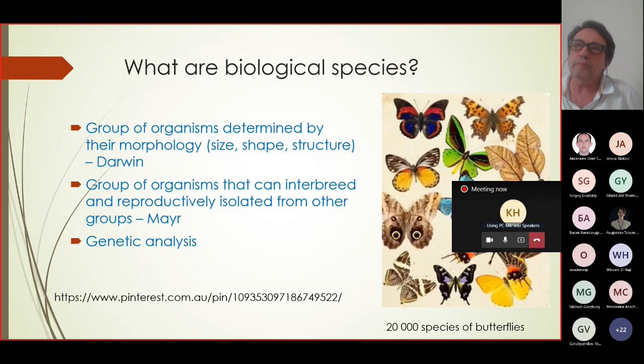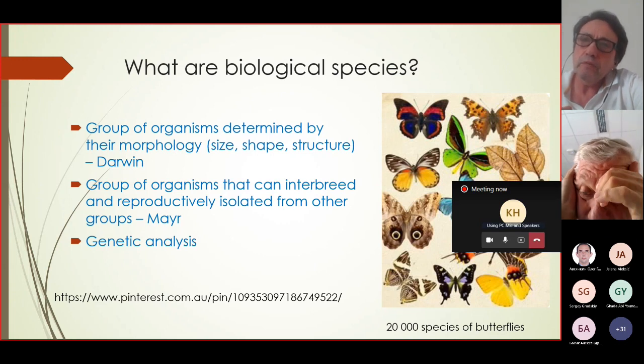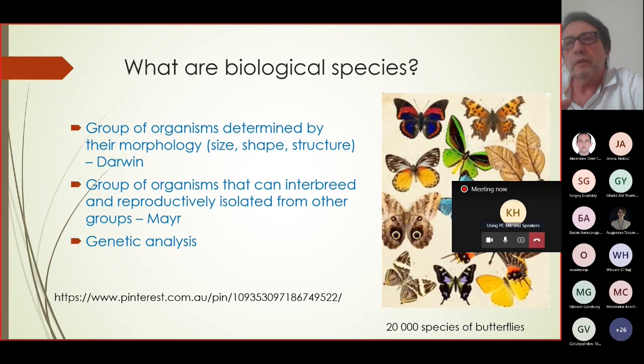So first of all, what are biological species? There are different definitions, and probably the first one was given by Darwin, who defined species as a group of organisms or individuals determined by their morphology. What is morphology? It's size of some animals, their shape, their anatomical structure. I think that intuitively it's clear what we talk about. There is no precise mathematical definition of morphology. Later, another definition was given by Mayr. He defined biological species as a group of individuals that can interbreed between them, and this group is reproductively isolated from other groups. And more recently, biological species are determined by genetic analysis.